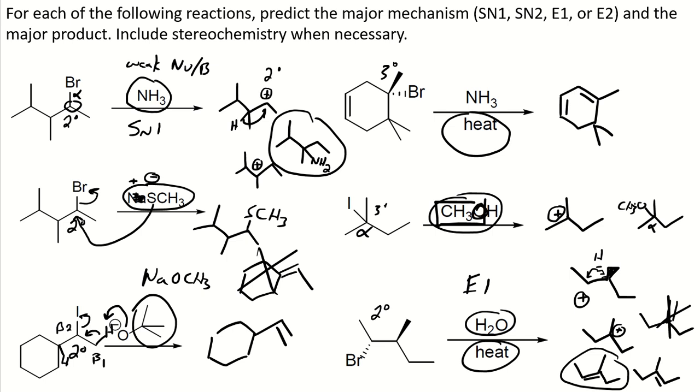So there are some examples where we did different mechanisms by identifying the alkyl halide as primary, secondary, or tertiary, moving on to the reagent, whether it's a base or nucleophile, strong, weak, bulky or not, and whether we heated up the reagents or not.